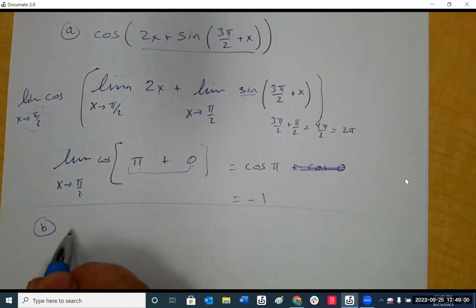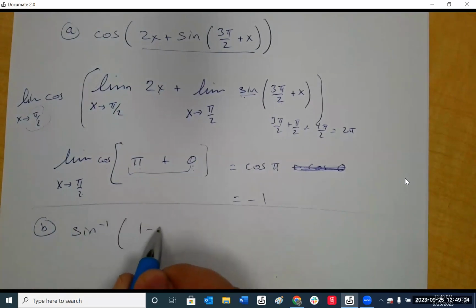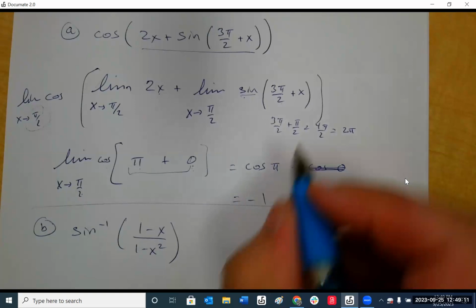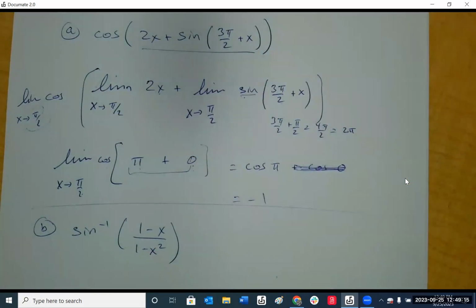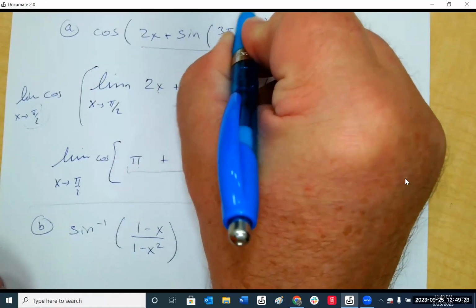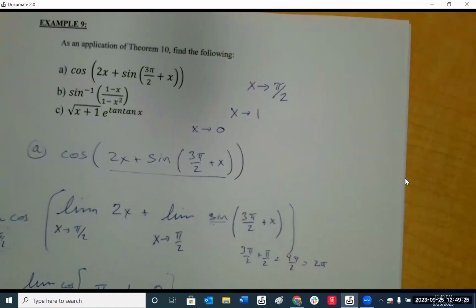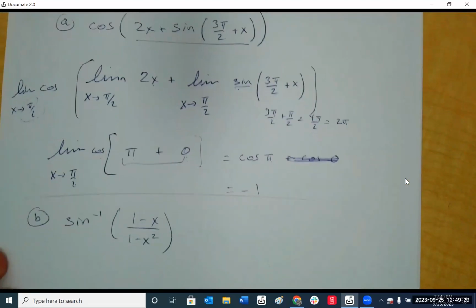What's the next one? We have the inverse sine of (1 minus x) over (1 minus x squared). What's the limit of this one? This one's going to be as x approaches 1, because that's the only value that would give us a problem. That's why we're going to do 1.